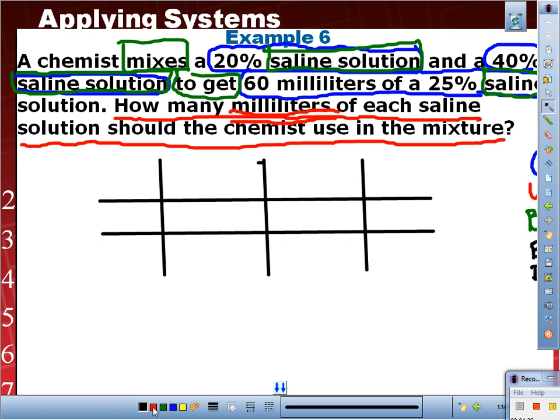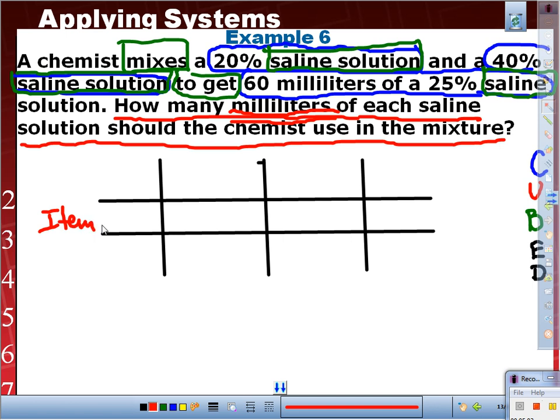So our setup begins the same. First row right here, we're going to label it item. But for this one, the emphasis in the question was, what are we looking for? Milliliters. So we're going to label this ml. The second one, instead of being cost, we're going to label it percent. Percent. And in parentheses, we're going to label that decimals, or DEC period. Decimals.